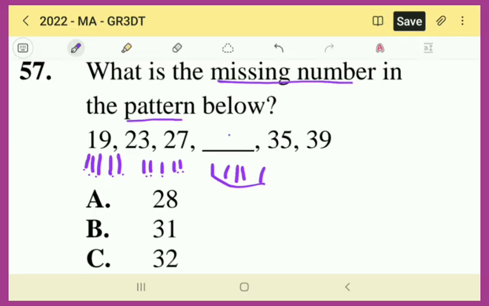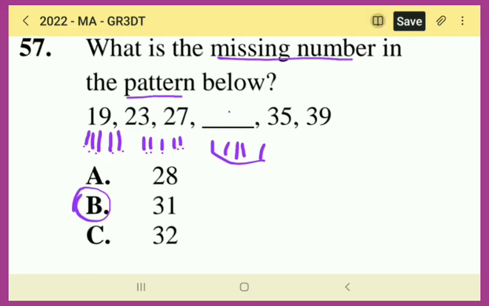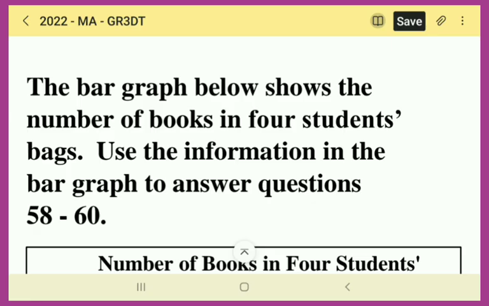Of course, must be B. Moving on to 58. The bar graph shows the number of books in 4 students' bags. Use the information in the bar graph to answer questions 58 to 60.